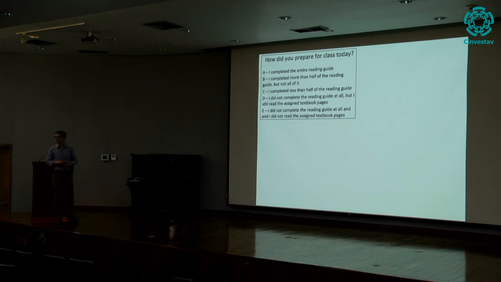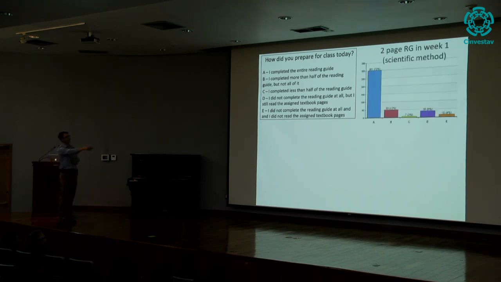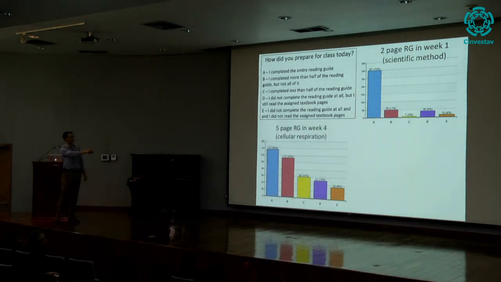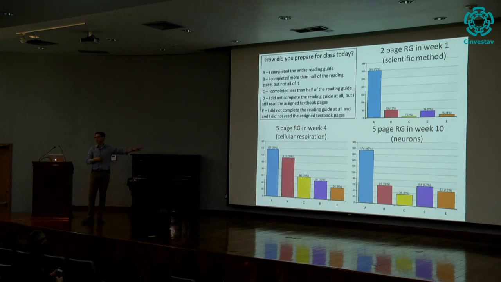I want to show you some of the distributions as the class went on. On the first week of class, we had a 2-page reading guide about the scientific method. 73% of the class, over 300 students, did the entire thing. That's great. But now, let's move on to the middle of this course when there's other stuff going on, other midterms, other courses. This was a 5-page reading guide about cellular respiration in week 4. We're down to 35% doing the whole thing. But we had 29% doing at least half of it. That was still good. And then at the end of the course, week 10, on the quarter system, a 10-week class, we had a 5-page reading guide about neurons. Then we went back up to 45% doing the whole thing. So it kind of ebbed and flowed throughout the quarter.